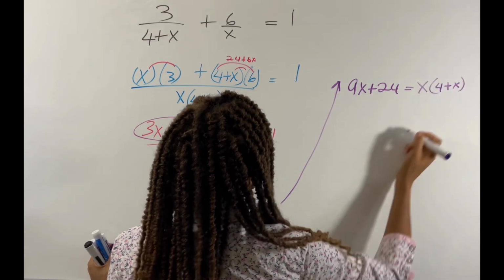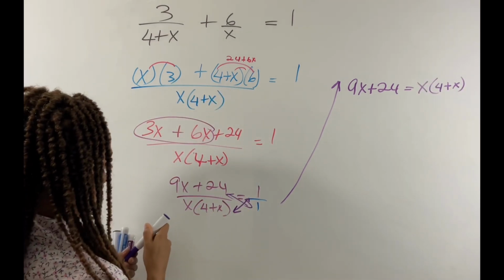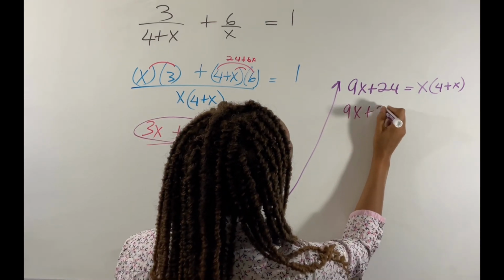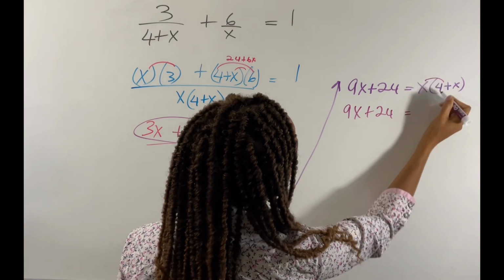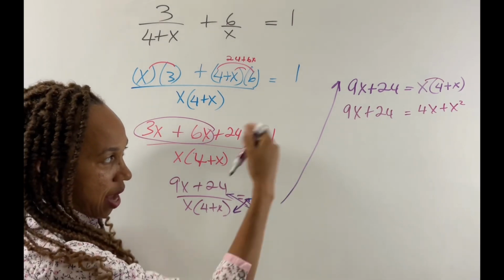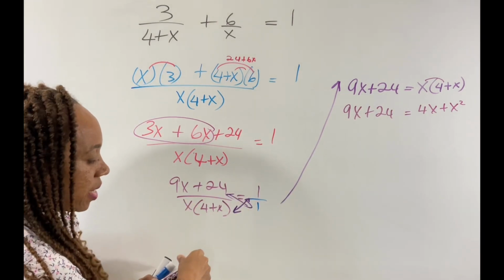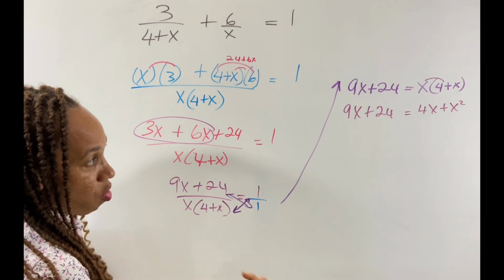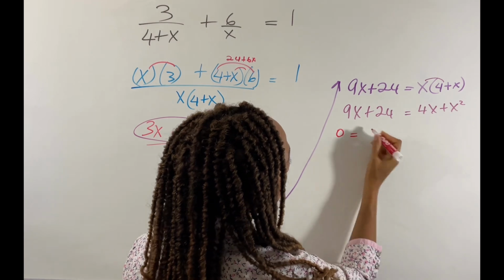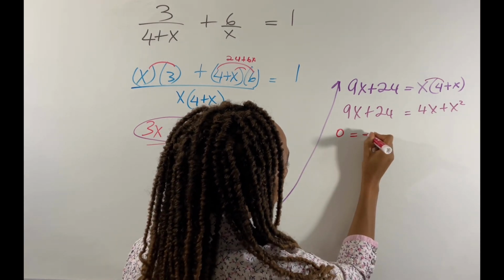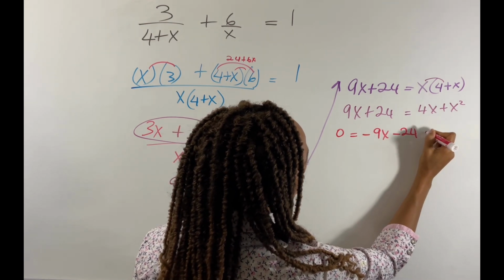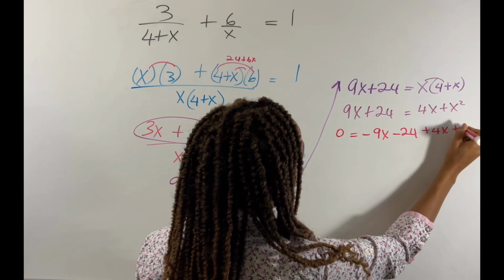So now I can use my distributive property. This is going to be 9x + 24, and this is going to be simply 4x + x squared. We are now going to bring everything over to one side and set everything equal to 0. What I suggest you do is have your 0 here and bring this over. So this will be negative 9x minus 24, and then we have plus 4x plus x squared.